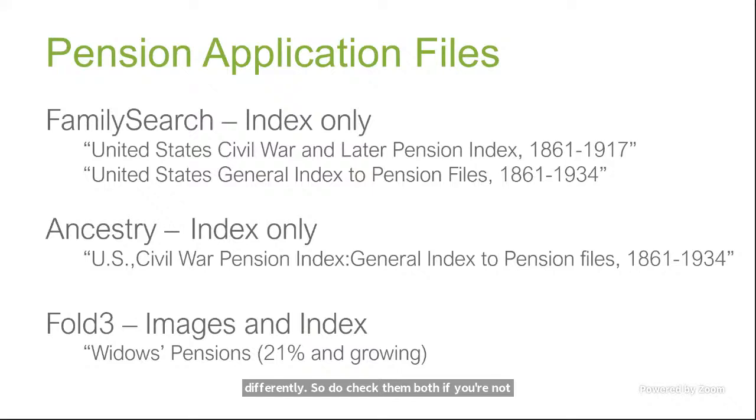Fold 3 is the only place that has some digital images and the index. They are in the process of a wonderful project of digitizing the widows' pensions. They are at 21% right now, but it is growing. It's growing slowly. This past year has been very difficult on the digitizing images process at the National Archives. So that's where we're at with digital pension files. You're probably going to have to order them. Most of them are not available digitally.